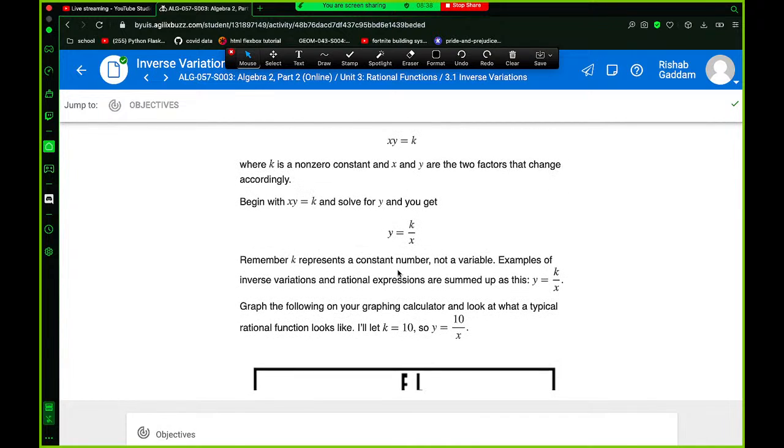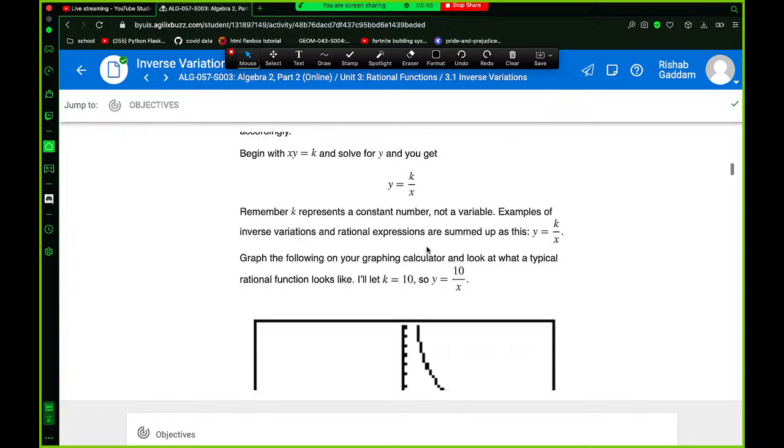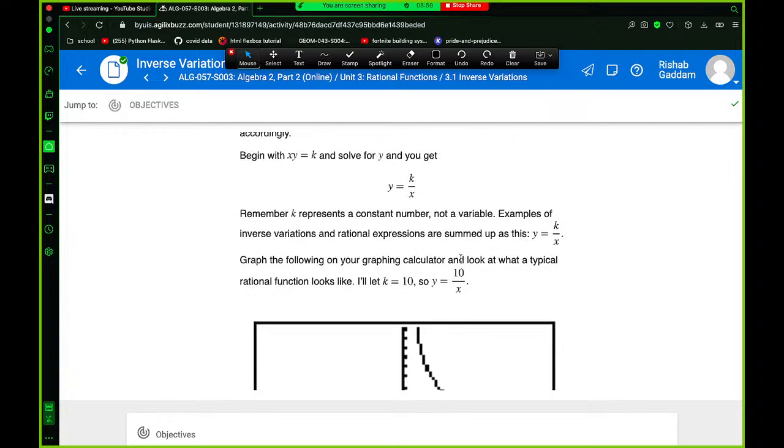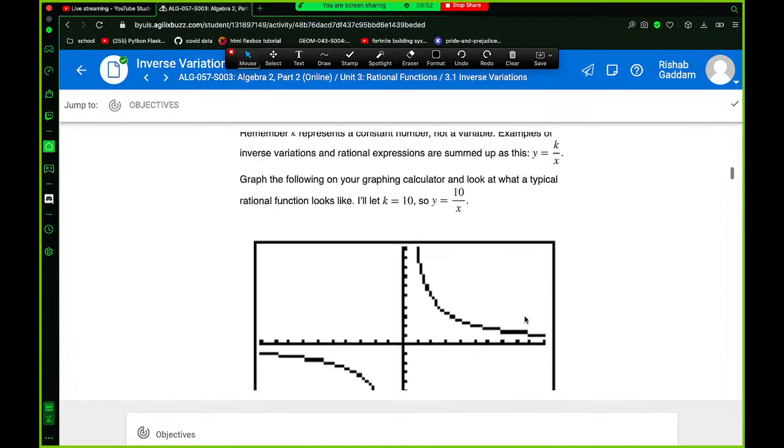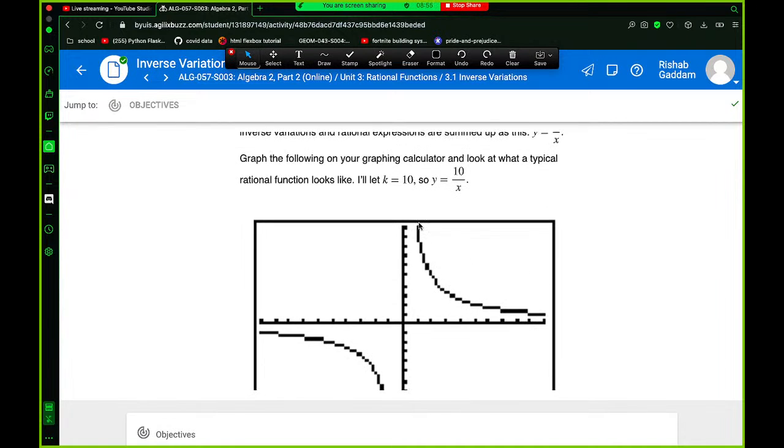So let's see what this looks like. So k is a constant number. A constant number is where you replace the k with a number, whereas for x you don't replace it with a number. So it's going to be something like y equals 10 over x. And that's going to look something like this graph right here.